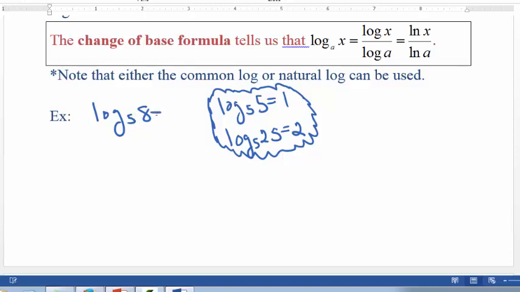We don't know. But we do know that because of this change of base formula, the log base a of x can be written either as a base 10 log or a base e log, either as a common log or a natural log. I just take the log of x divided by the log of a, or the ln of x divided by the ln of a. So in other words, if I want to evaluate this on the calculator, log base 5 of 8 is really log base 10 of 8 divided by log base 10 of 5. And then I can get an approximation for it on the calculator.